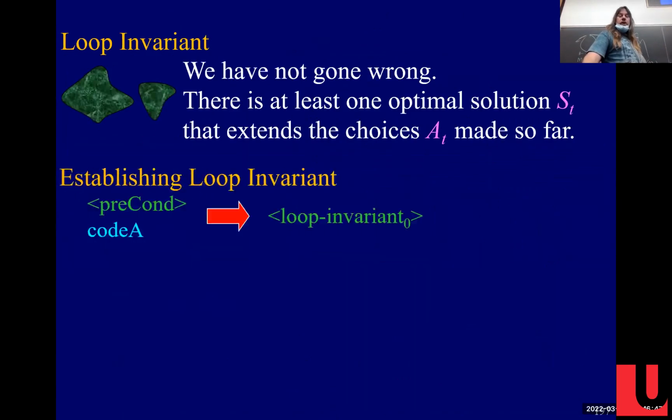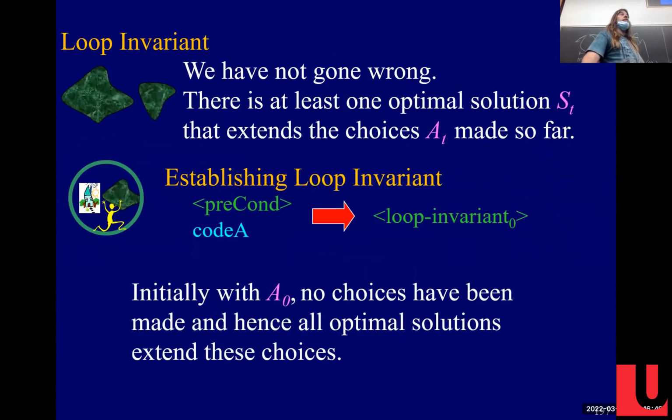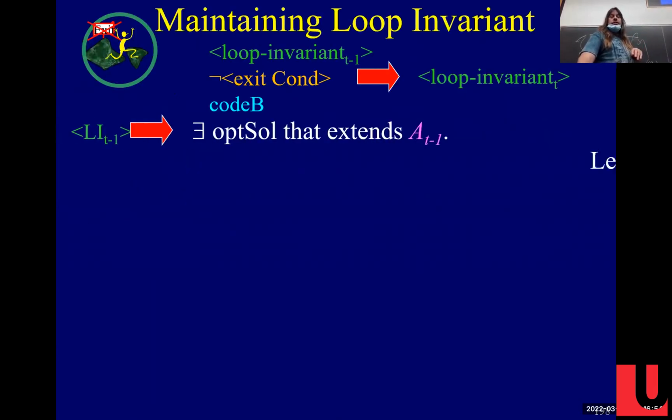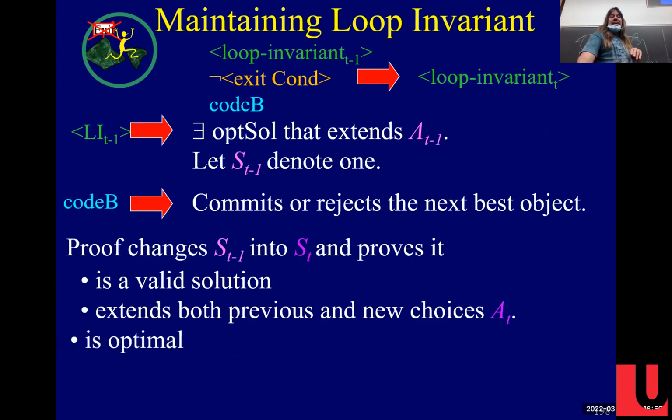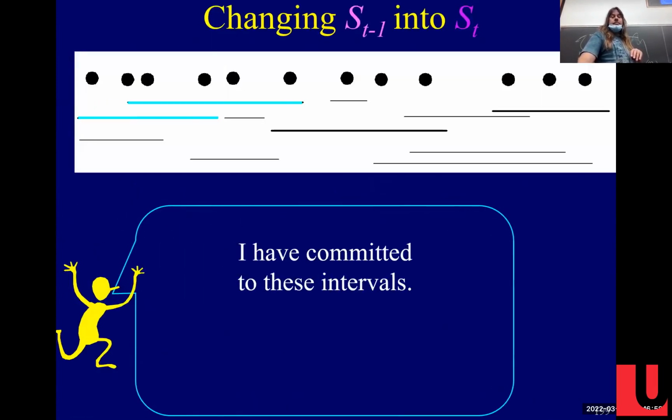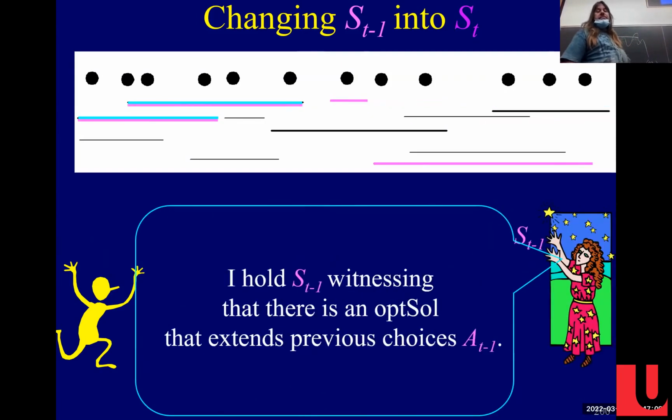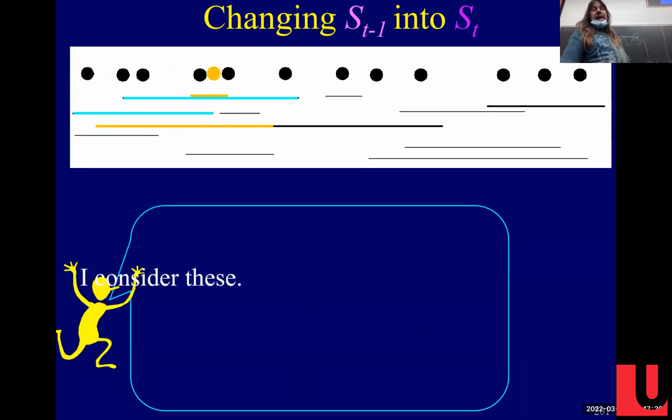So do you need a review of this part? We're focusing on the game. So if we jump ahead to the game, what's the first step of the game? The algorithm has committed to some intervals, and the fairy godmother has a full solution, which may or may not be optimal, and which is consistent with what the algorithm has done.